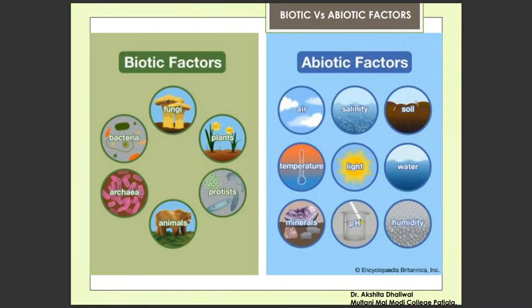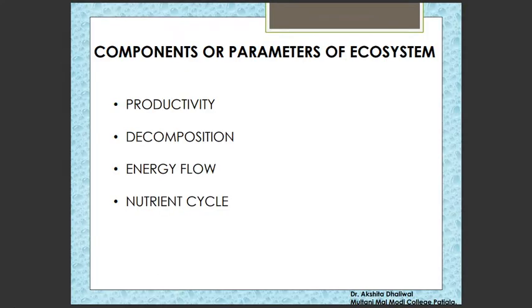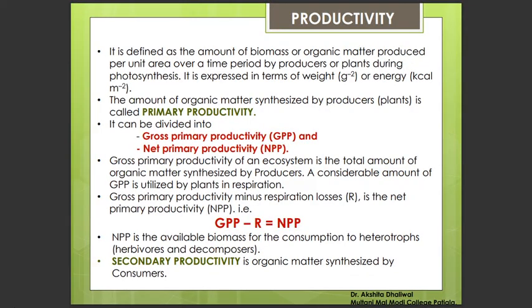This is the diagram showing biotic factors and abiotic factors. The next is the components of the ecosystem, which are the most important aspects of an ecosystem. These are productivity, decomposition, energy flow, and nutrient cycle. We are going to discuss them one by one.